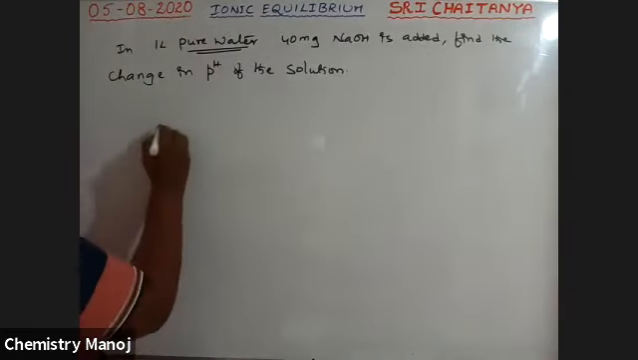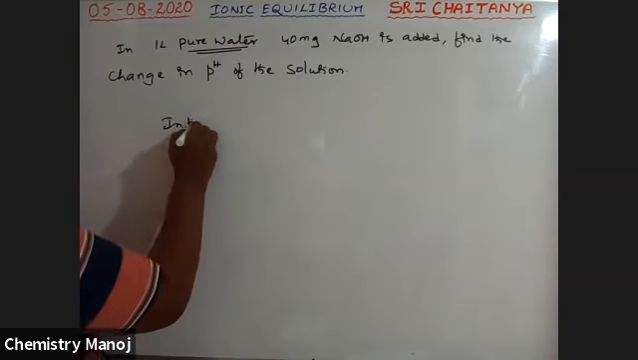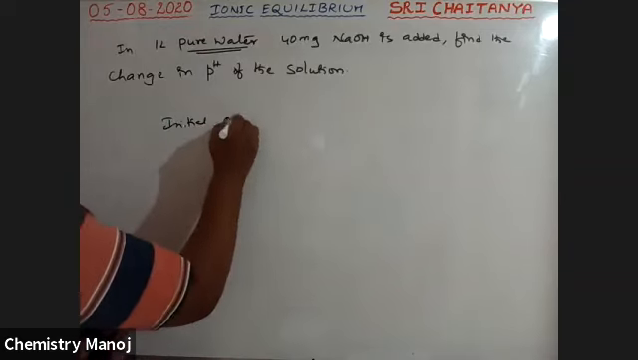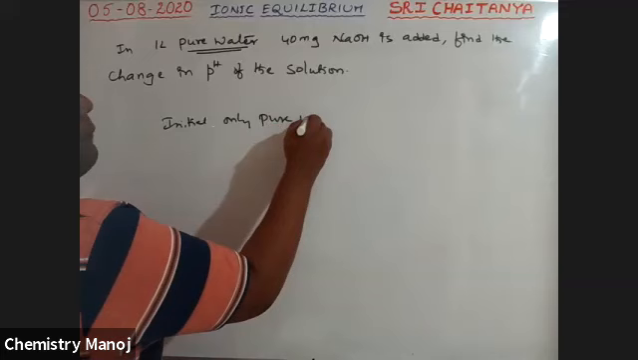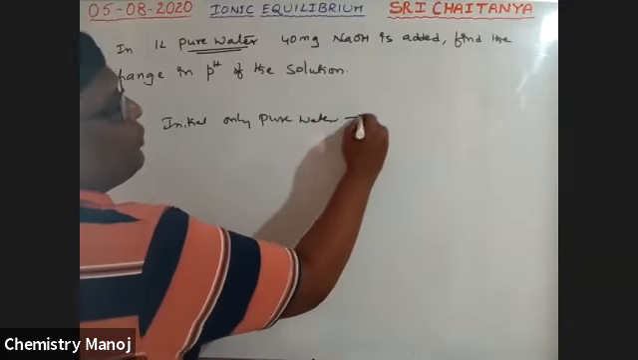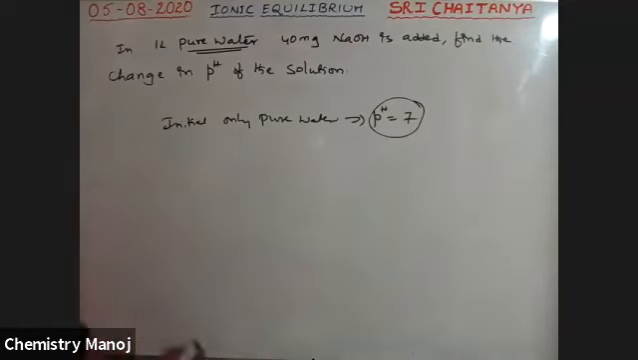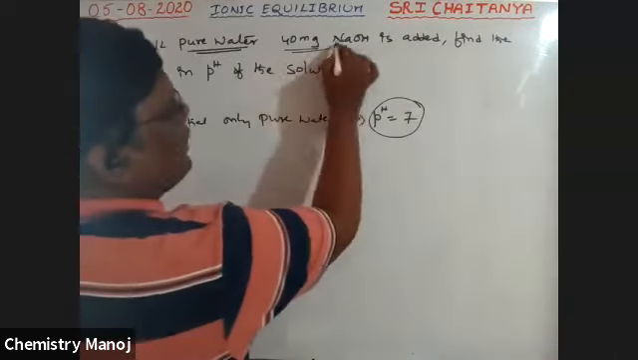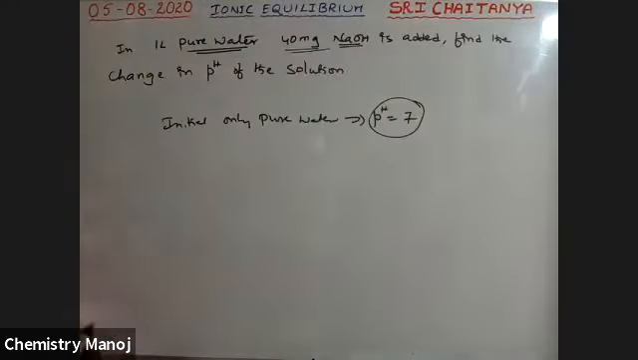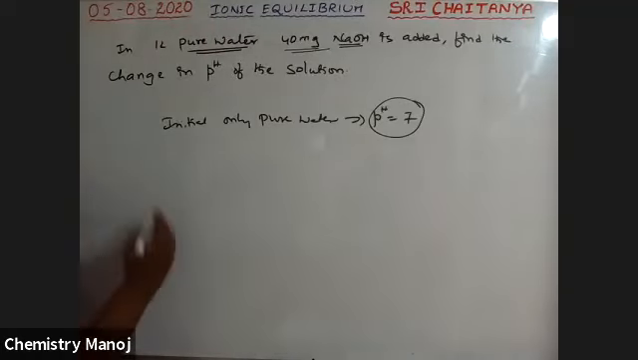So therefore, initial case, only pure water is there. So pure water pH is equal to 7 because it is neutral. But in this pure water, 40 milligrams NaOH is added. Calculate now the pH of the solution.